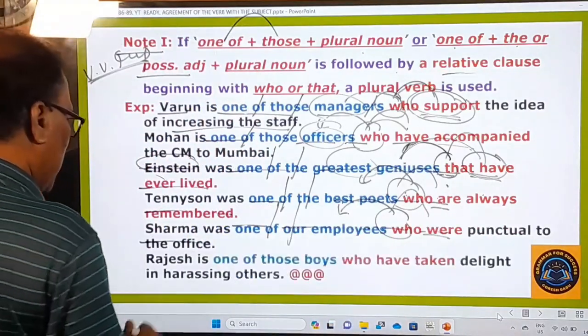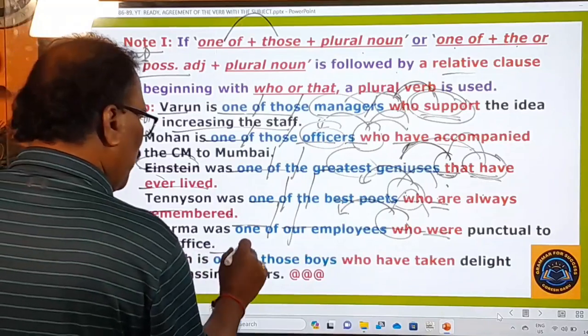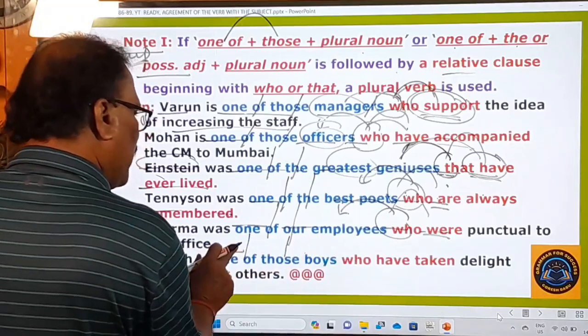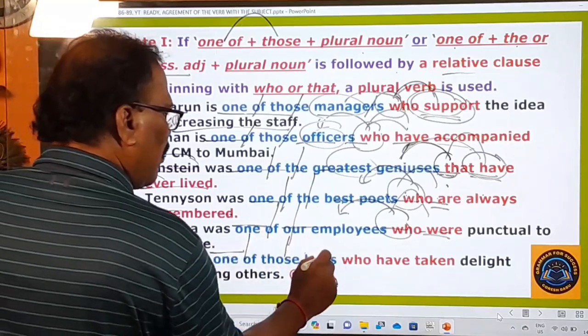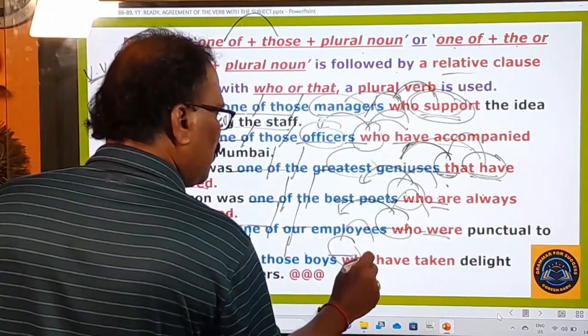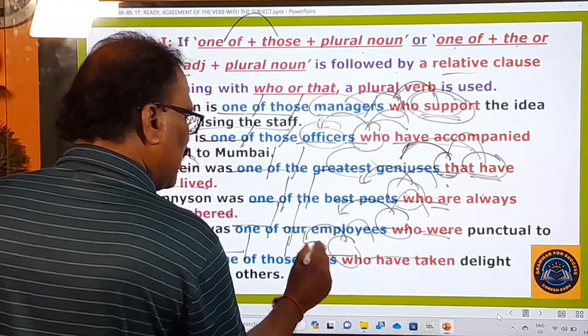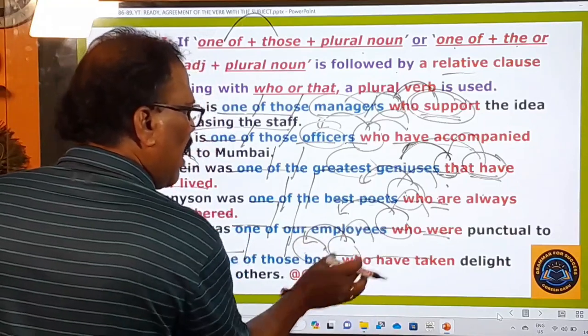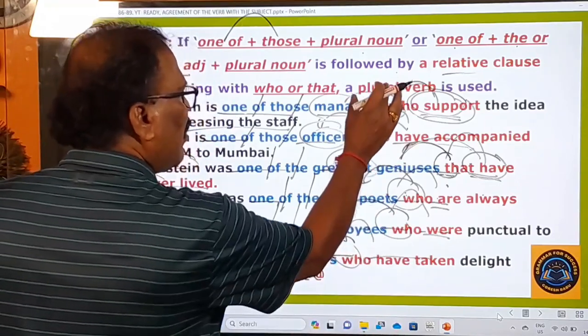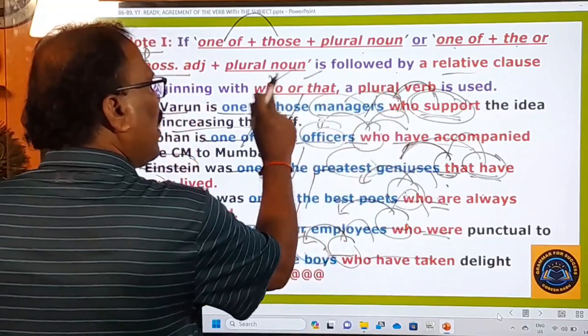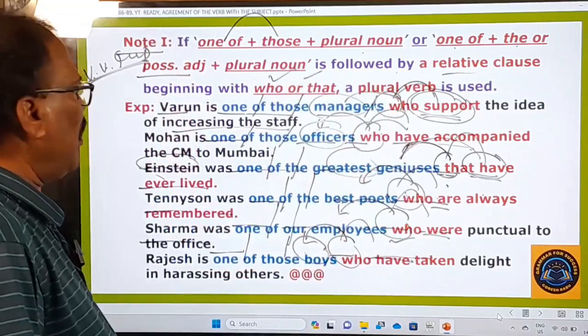One more example is given here. Rajesh is one of those boys. One of is there, those is there, boys. Okay. After who, what are we using? Have taken. Why this plural verb? Because of this antecedent, boys. So you see the antecedents of the relative pronouns who and that. Right. Now let's move on to the next note.